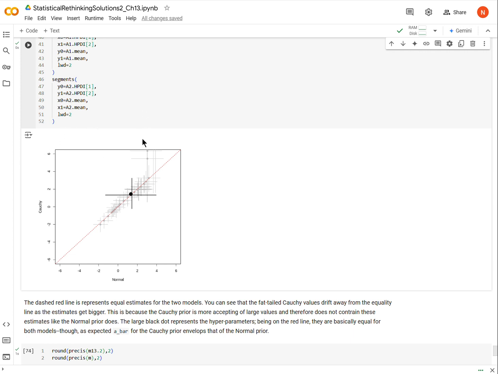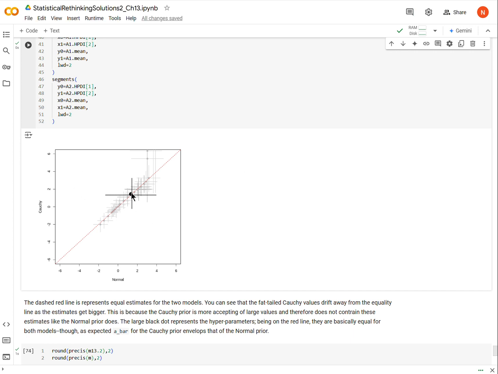Well, this makes sense because the Cauchy distribution, being very wide-tailed or fat-tailed, is of course going to constrain less extreme possible values than the normal distribution is. So we should expect that high values in the data are going to have higher values being estimated or predicted for the Cauchy distribution than a normal distribution or normal prior. Okay.